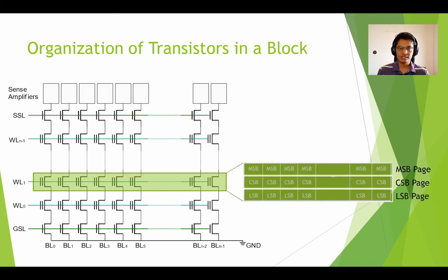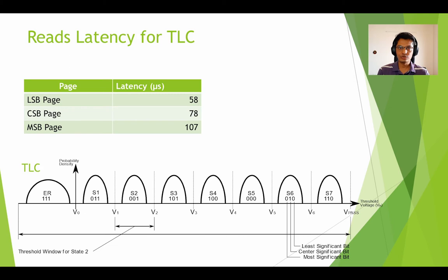In case of TLCs with 3 bits per cell, the LSBs of cells in a word line are combined to form an LSB page. All CSBs in the word line are combined to form a CSB page, and the same applies to an MSB page too. The table here shows the latencies to read different page types from a triple level cell. It takes approximately 58 microseconds to read an LSB page, 78 microseconds to read a CSB page, and 107 microseconds to read an MSB page.